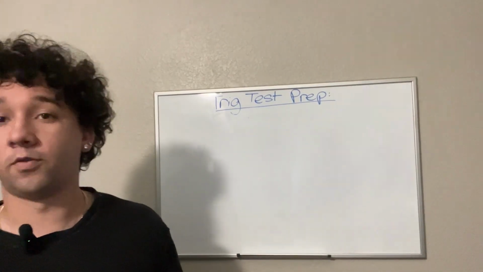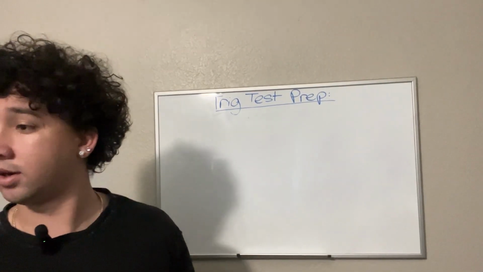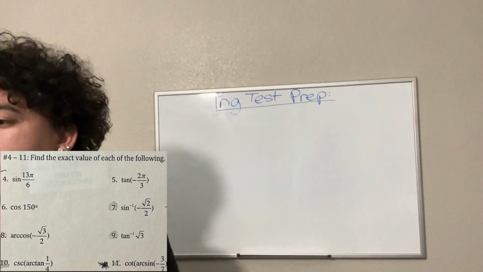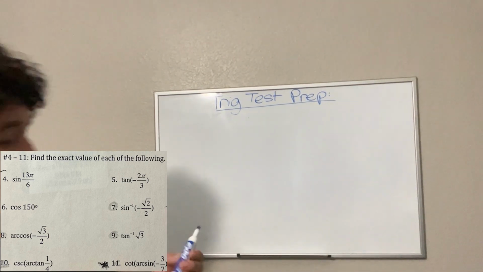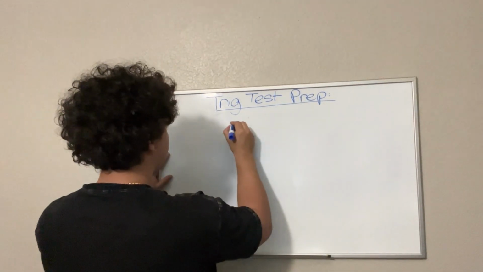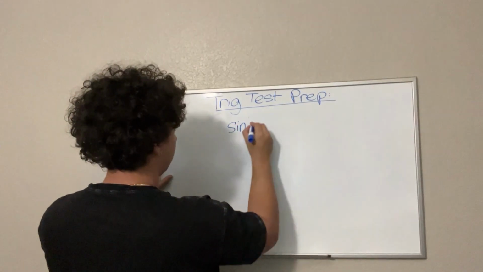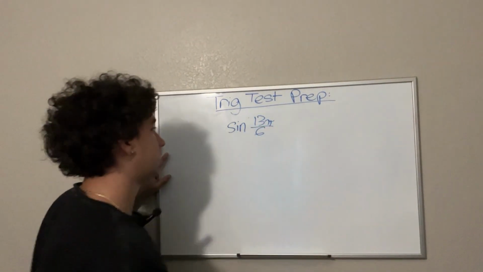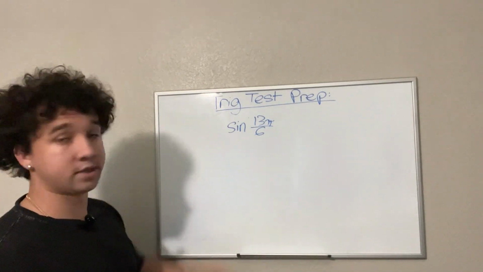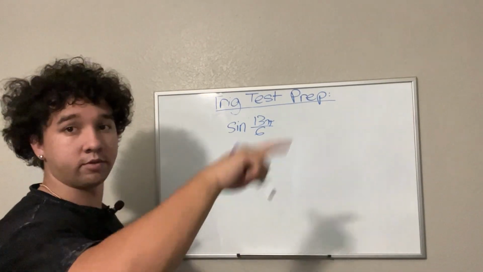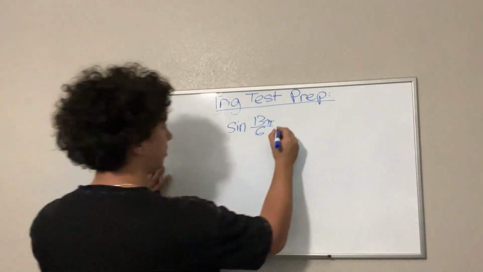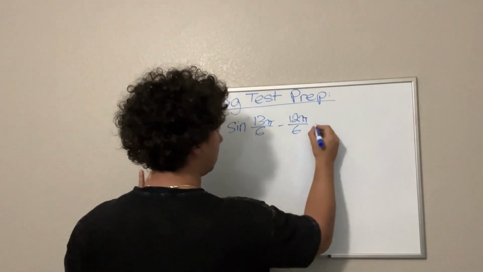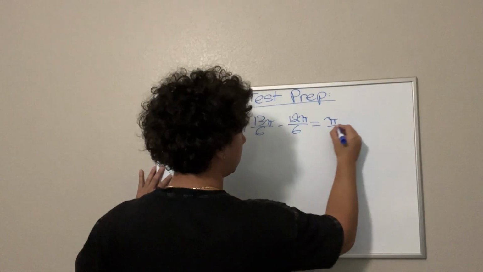All right. So 4 through 11, the rest of the questions here, all read, find the exact value of each of the following. The first one that they give us is sine of 13 pi over 6. Well, the first thing that I'm noticing, again, is that this has one too many rotations. So I'm going to take that rotation away, which is 12 pi over 6, which ends up giving me pi over 6.